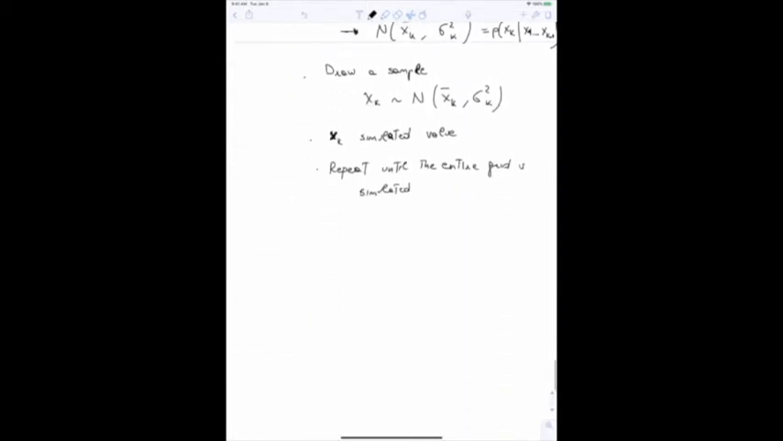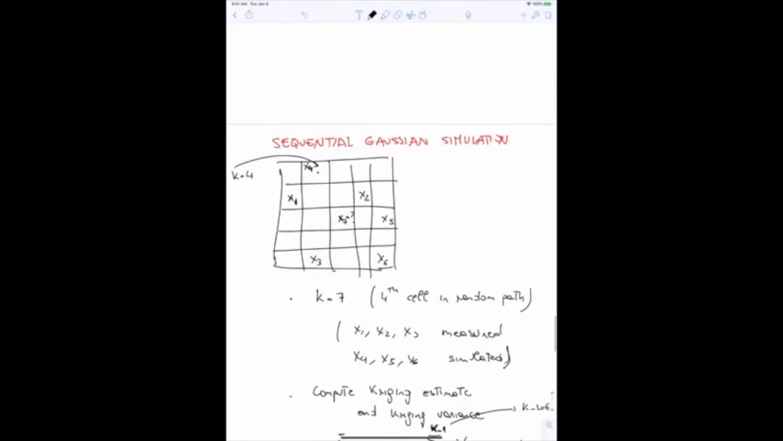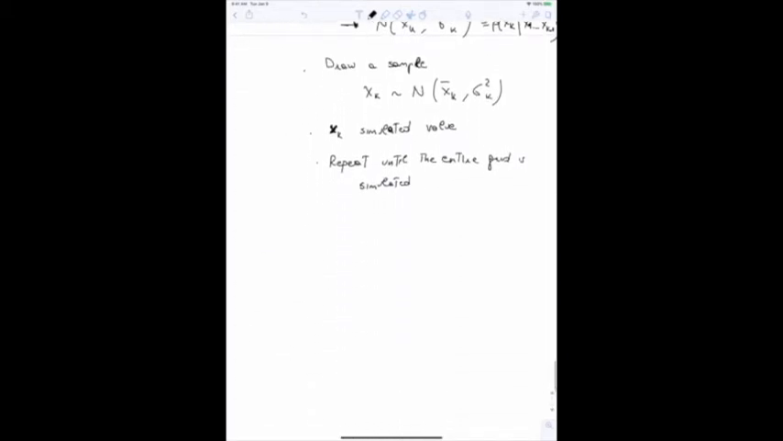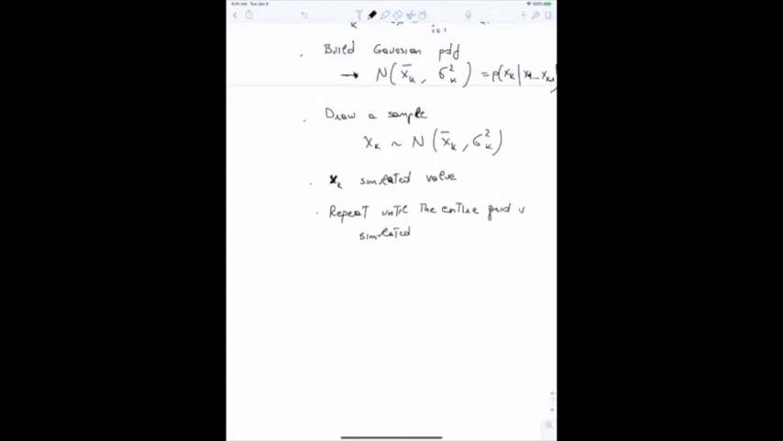Now, let's say that once we simulate x7, we're going to move to another location, which is going to be x8, and so on and so forth. So what we do here is simply take this distribution, which is Gaussian. The mean is the simple Kriging estimate, and the variance is the Kriging variance. And then we draw a value, which we call xk, the simulated value, and it can be anywhere according to the PDF.